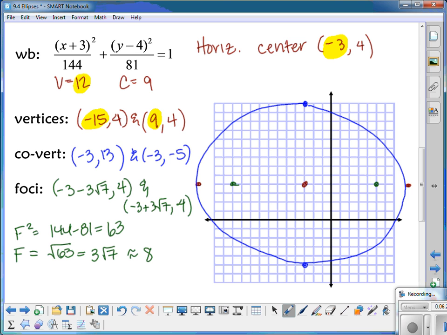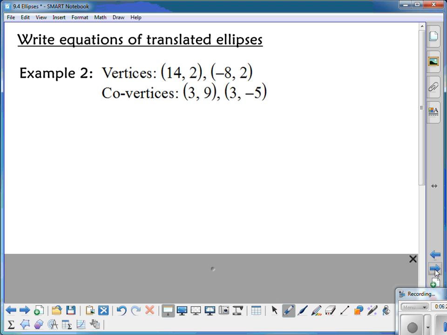No? Okay. All right, so next we'll write some equations given 2 points, or in this case 4 points, on the ellipse.